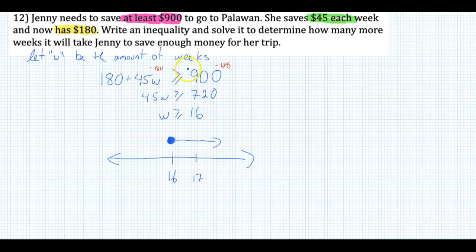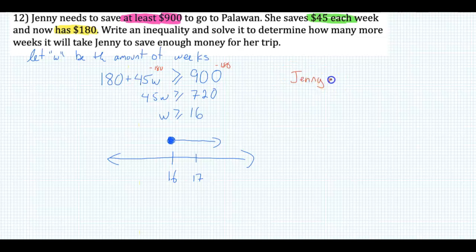Did we answer the question? We really didn't answer the question yet. We did all the math work, so it would be a shame not to answer it. The question says, how many weeks does Jenny need to save to be able to go on her trip? So now we need to make sure we answer that.